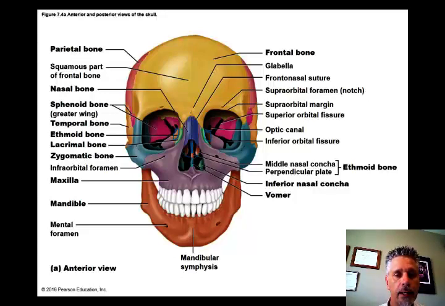Perpendicular plate, and here our middle nasal conchae. Now you see that there's an inferior nasal concha. That's a separate bone. See how it has a different color? Separate bone. Okay? Oh, one other thing to notice as we're looking there, notice that the superior part of the nasal septum inside of the nasal cavity is that perpendicular plate of the ethmoid bone. The inferior part down here is a separate bone that's called the vomer.